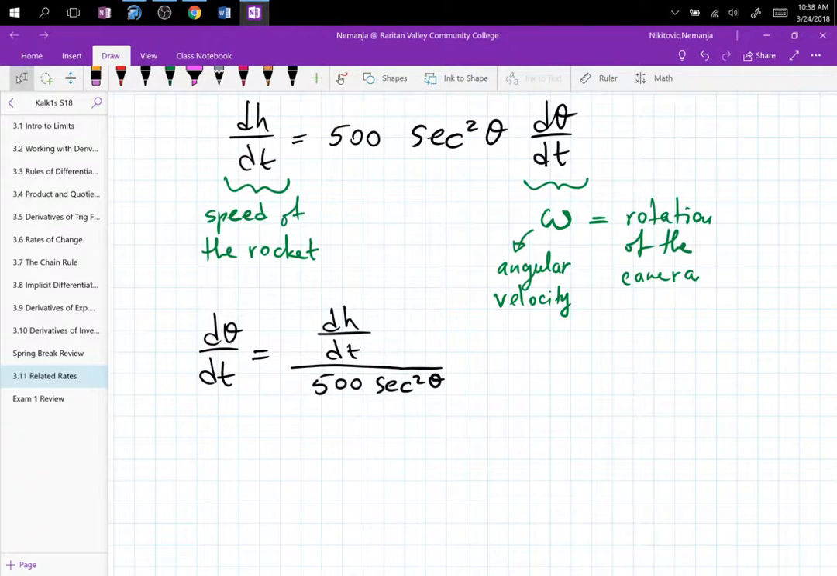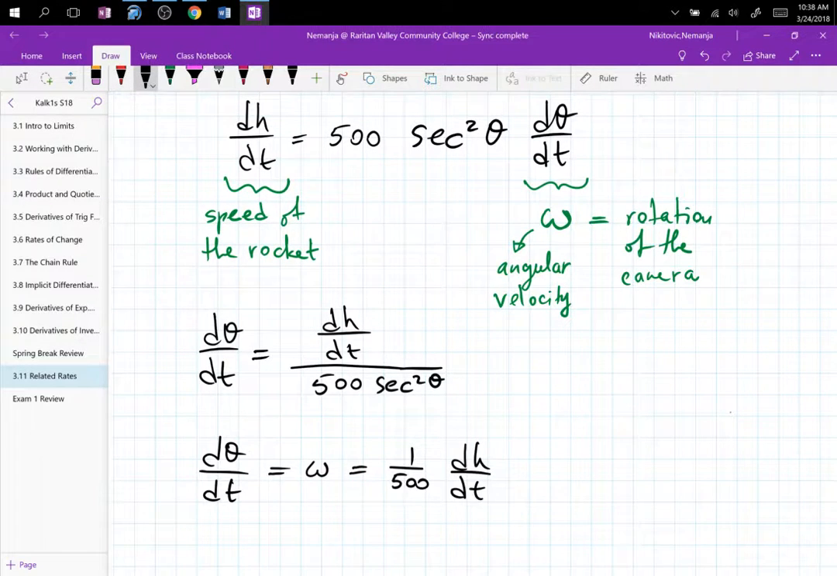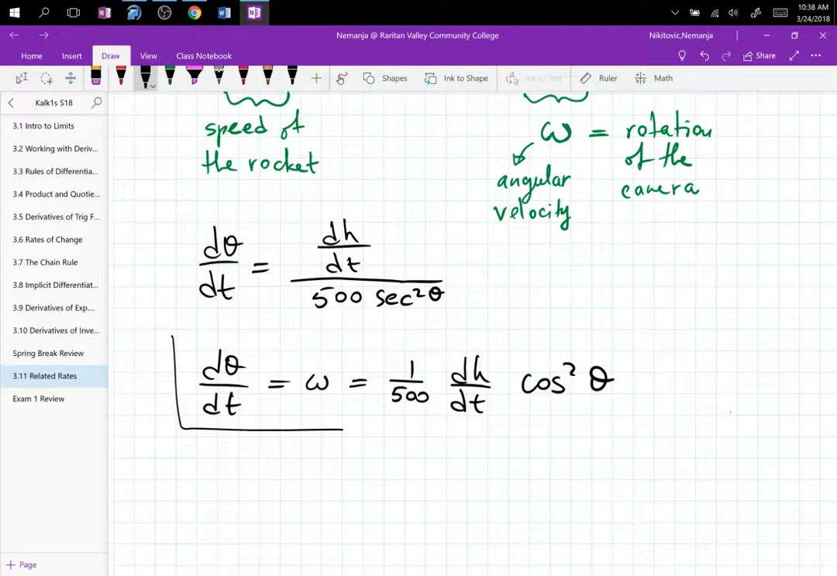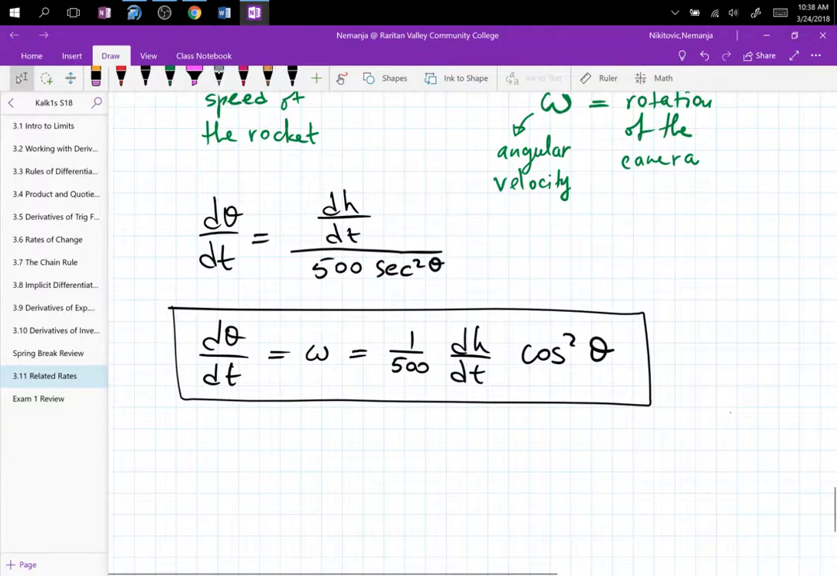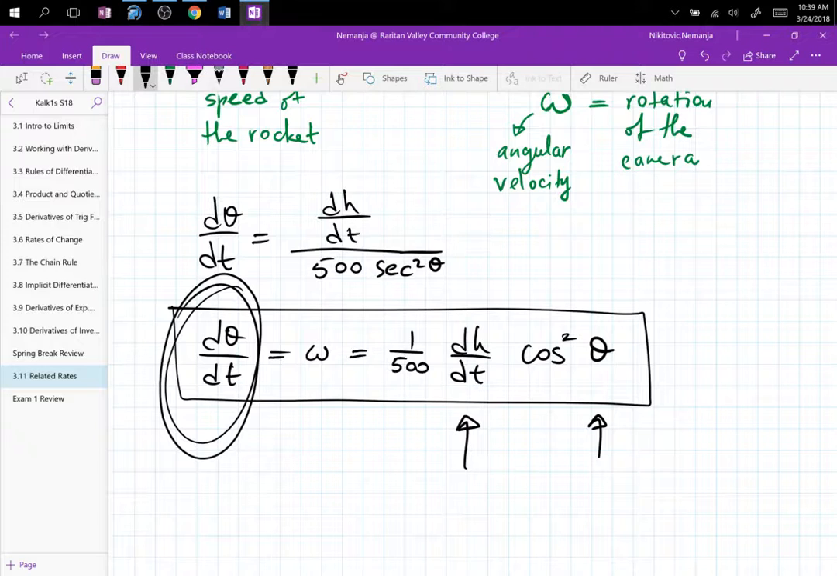Oh, great. There's more mathematics to be done. So the d theta dt, which is your omega, is equal to 1 over 500 times dh dt times the cosine squared theta, because 1 over secant is cosine. Yay! Great. So as you are programming, coding, you have to provide continuous input of the speed of the rocket and the current angle of the camera. That will compute how fast you have to rotate the camera, or the software rotates the camera, which are the electrical impulses sent to the motor, and the motor evolves in time.